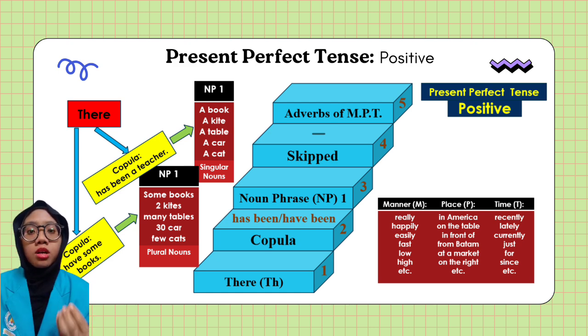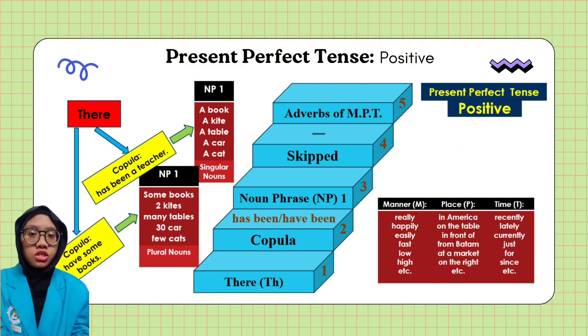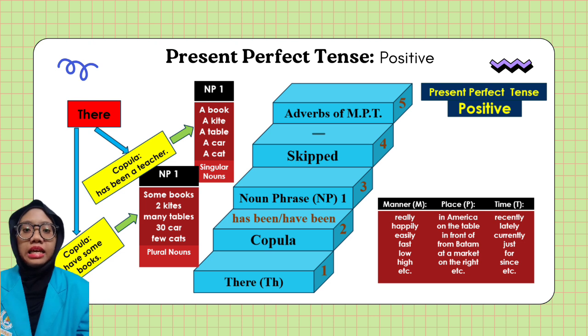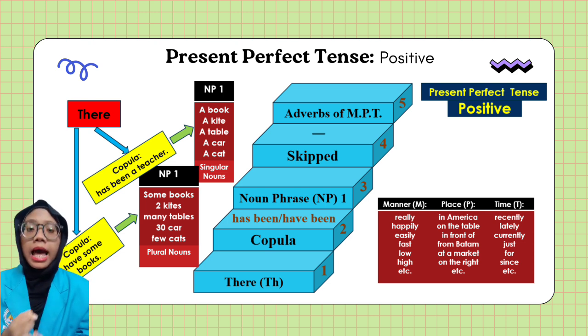An example of a positive present perfect sentence: there have been many new shoe stores at the market lately. There, for the first there; have been for the copula; many new shoe stores for the noun plus one; at the market for the adverb of place; and lately for the adverb of time.